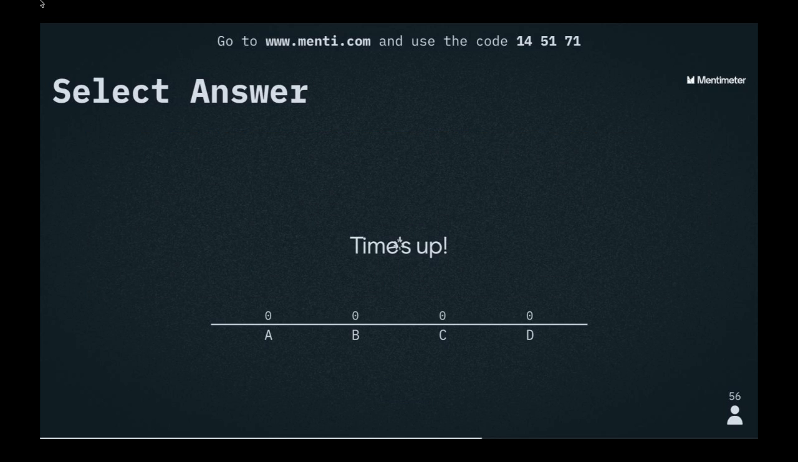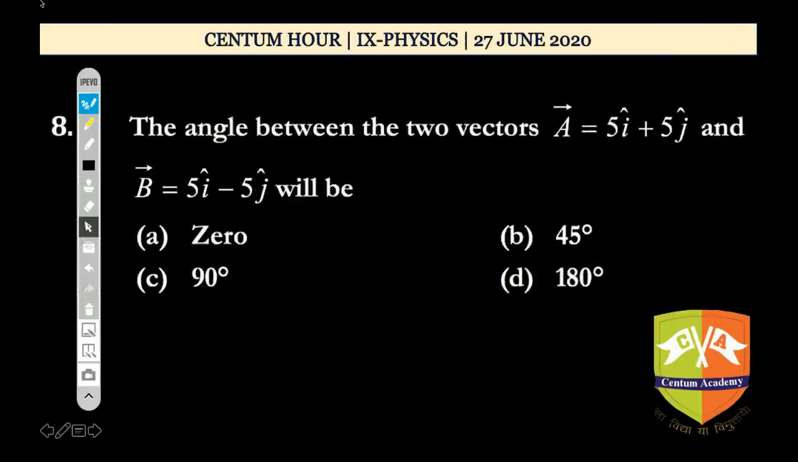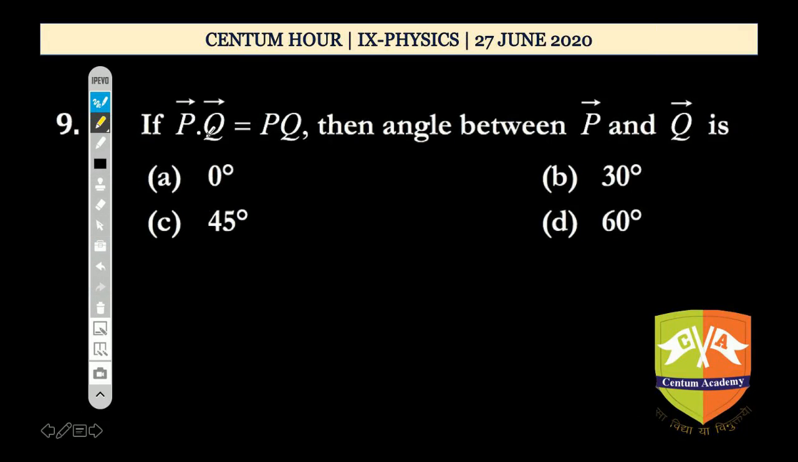Good. And time's up. Let's see what's the scenario over the scores. Look here. The angle is given as 0. P dot Q is PQ. It should actually be P into Q into cos theta. Oh, it's not existing, that means it's 1. And cos theta is 1 at 0 degree. Got it?